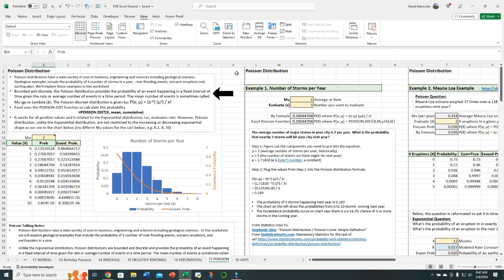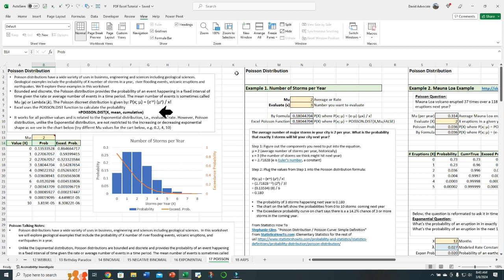Bounded and discrete, the Poisson distribution provides the probability of an event happening in a fixed interval of time, given the rate, the average number of events in a time period. The mean number of events is sometimes called mu, or lambda. The Poisson discrete distribution is given by the formula where P of some x number of values given an average of mu equals Euler's number raised to the minus mu times mu raised to the x number of events divided by the factorial of x.